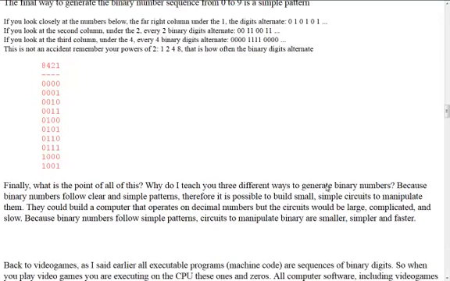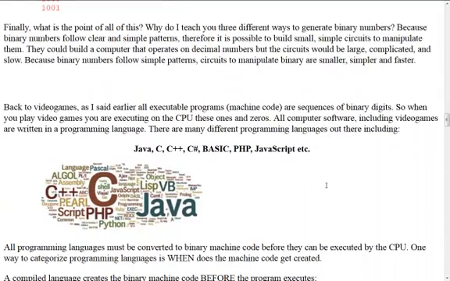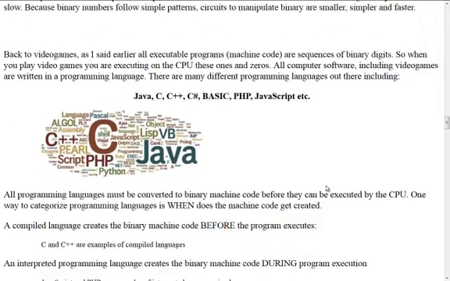Finally, what is the point of all this? Why do I teach you 3 different ways to generate binary numbers? Because binary numbers follow clear and simple patterns. Therefore, it's possible to build small, simple circuits to manipulate them. They could build a computer that operates on decimal numbers, but the circuits would be large, complicated, and slow. Because binary numbers follow simple patterns, circuits to manipulate binary are smaller, simpler, and faster.